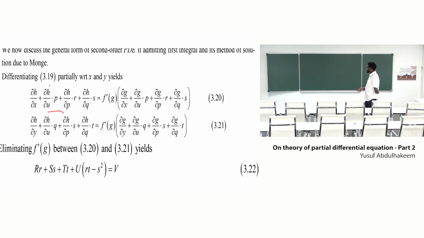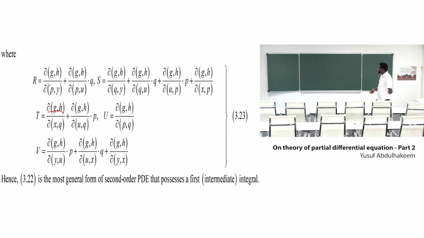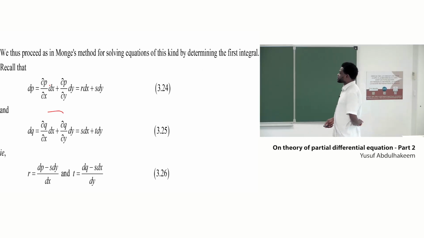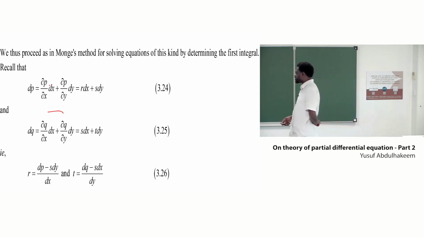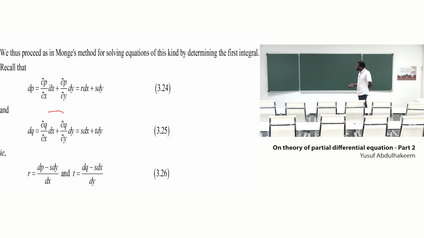That appeared in this place, r, s and t. So that is how we obtain that, and then our v. Hence 3.22 is the most general form of second order PDE that possesses a first integral. So we thus proceed with Monge's method for solving equations of this kind by determining the first integral. Then we recall our Monge's method.